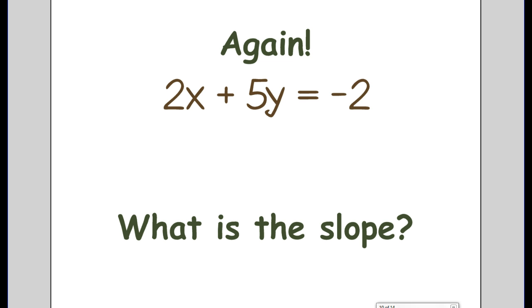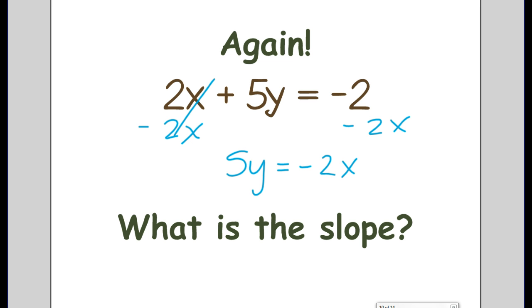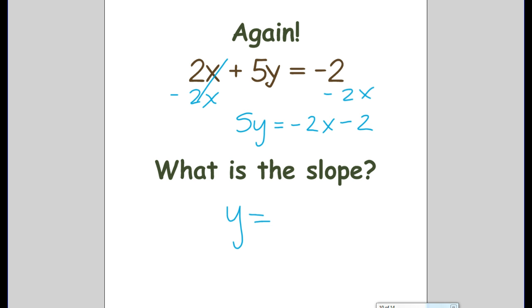Okay, how do I move the 2x over to the other side? Subtract. So the first thing y'all should have done is subtract 2x from both sides. So now we've got 5y equals negative 2x minus 2. The y is still not alone. What do? Divide by 5. Divide everything by 5. So that would mean y equals, put a 5 under it, negative 2/5 x minus 2/5, except we don't really care about that part.